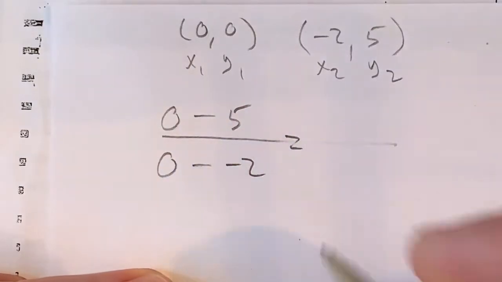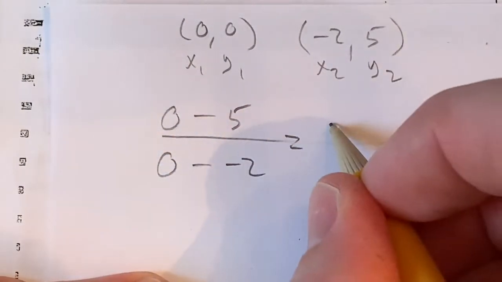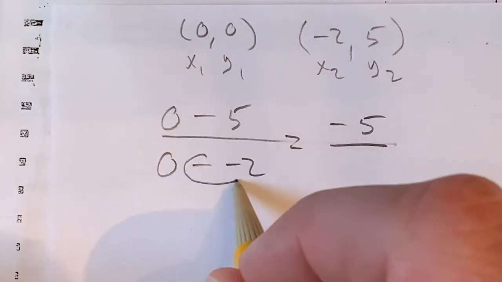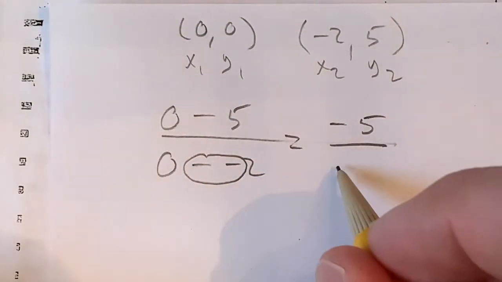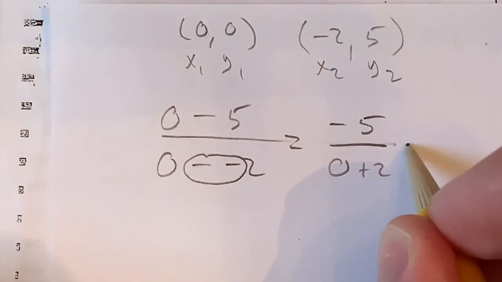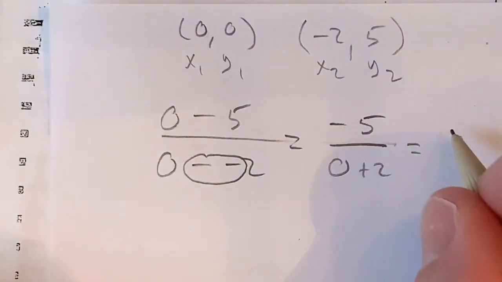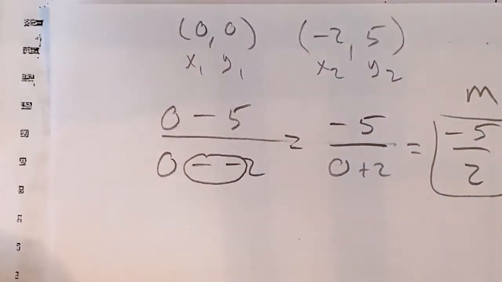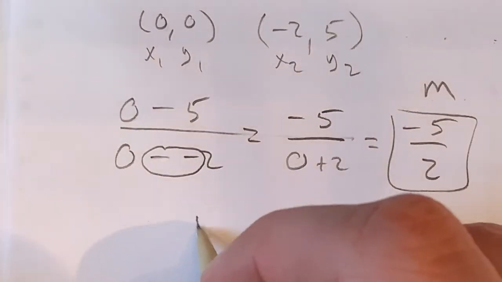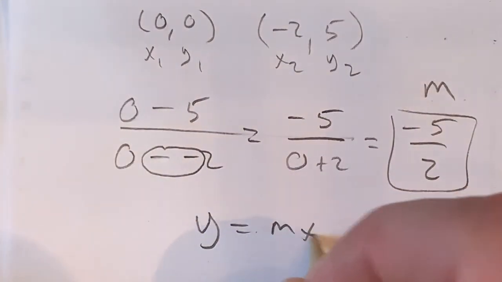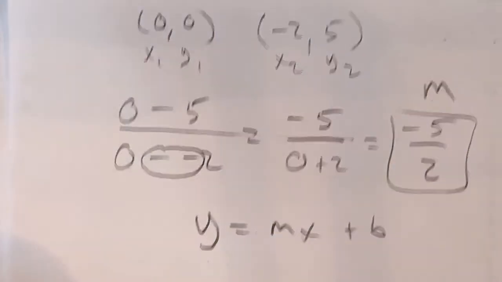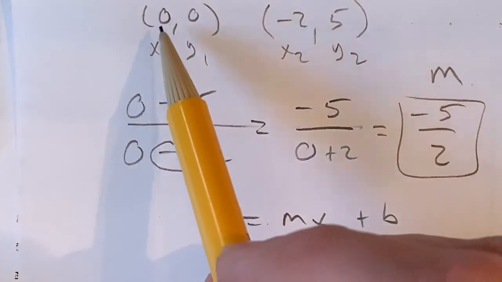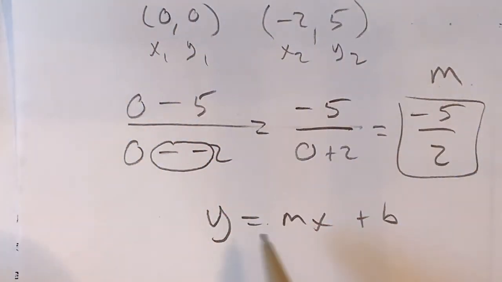So we notice that 0 minus 5, that's going to give us a -5. We also notice that we have this minus a negative again, so we're going to rewrite that as 0 plus 2. And so we can simplify this to be -5/2. So now we have our m. And that's perfect, because we want to get to y equals mx plus b. So now we have m. So the next thing, remember, we talked about is you are going to plug in your x and your y for your x and your y.